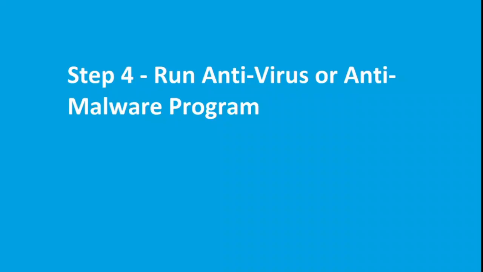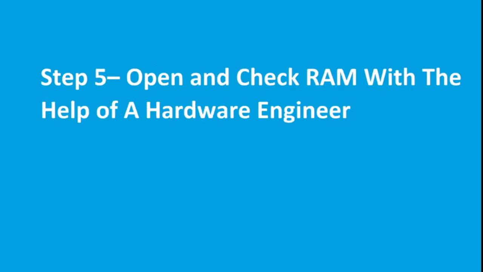The next step is to run an antivirus or anti-malware program in your system. You can download an antivirus program online, and if the problem still persists, you can check with a hardware engineer. You can check the RAM with a hardware engineer. Don't do it by yourself because it requires expertise.